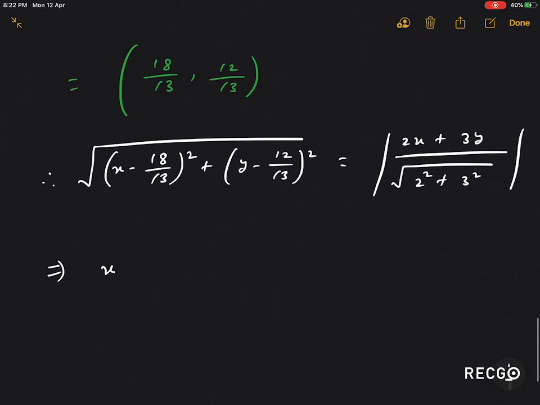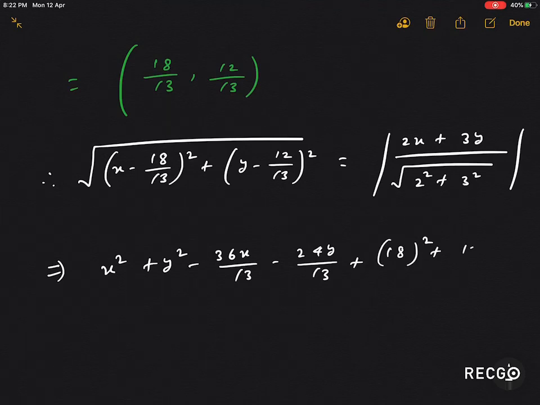So distance from directrix is distance of any point from any line. That formula we are going to use, and you are finally very close to getting the equation of the parabola. It is (2x plus 3y) divided by root of 2 square plus 3 square, and then squaring both sides and rearranging the terms. Now it is just a matter of calculation that you will get the equation of the parabola.